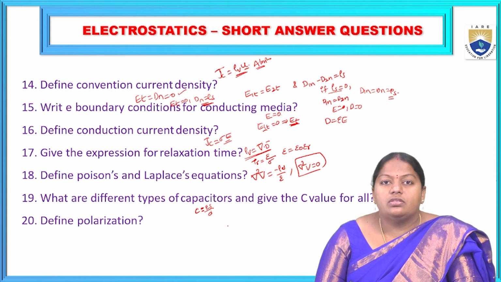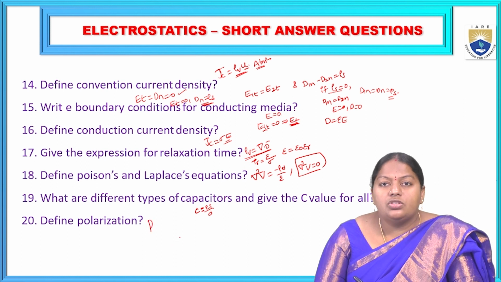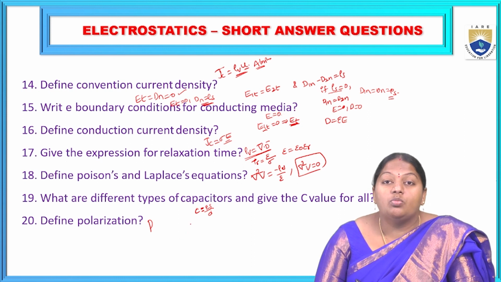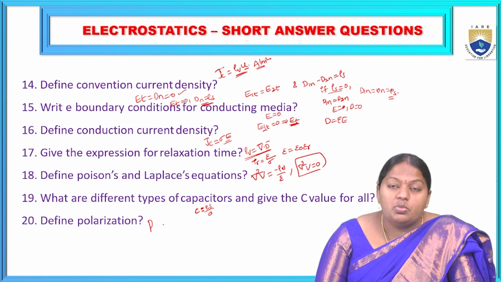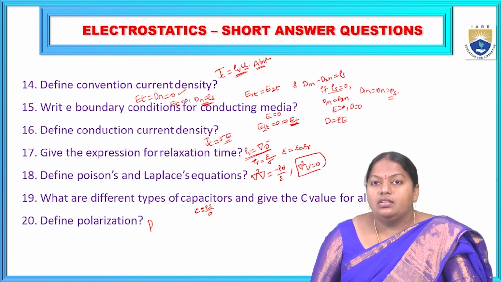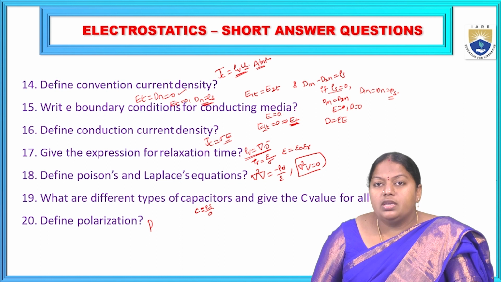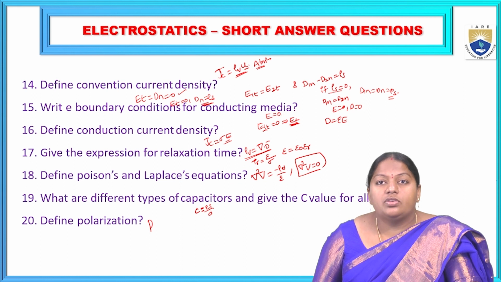Then define polarization. To define polarization, we represent it with capital P. The electric dipole moment per unit volume is defined as polarization. In other words, we can define it as the orientation of the electric field that varies at a particular point in space with respect to time t. These are all the short answer questions which we learn in this particular module 1 called Electrostatics.